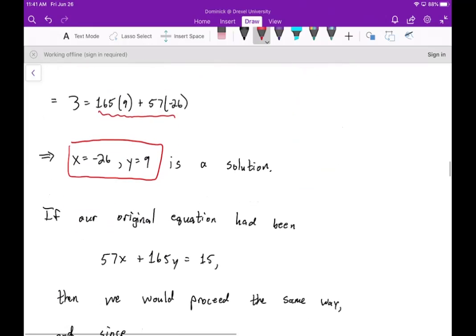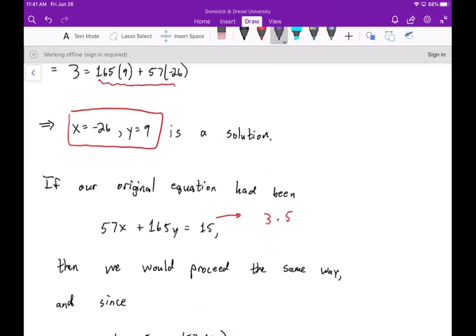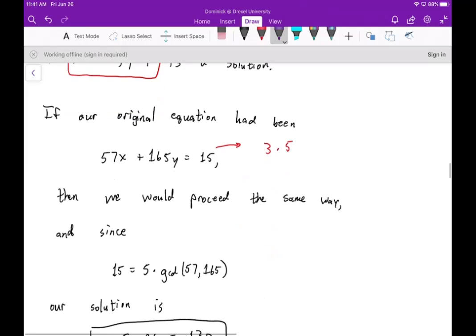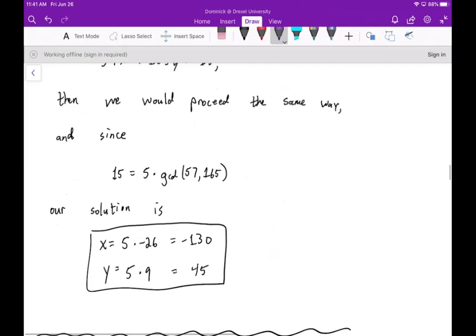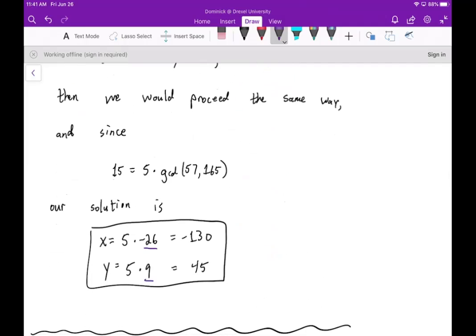And of course, if our original equation instead was equal to 15, which is 3 times 5, well, then we would do the exact same thing that we just did, except for the last step, since our solution was negative 26 and 9, we just multiply each of those by 5, right? So then we would get that x is equal to negative 130 and y is equal to 45.